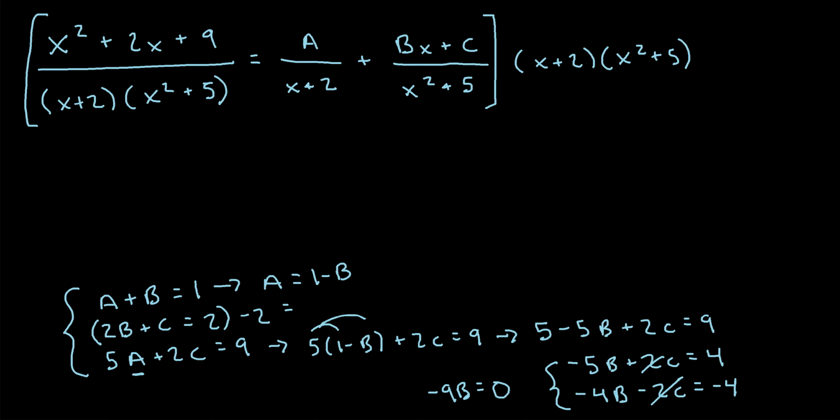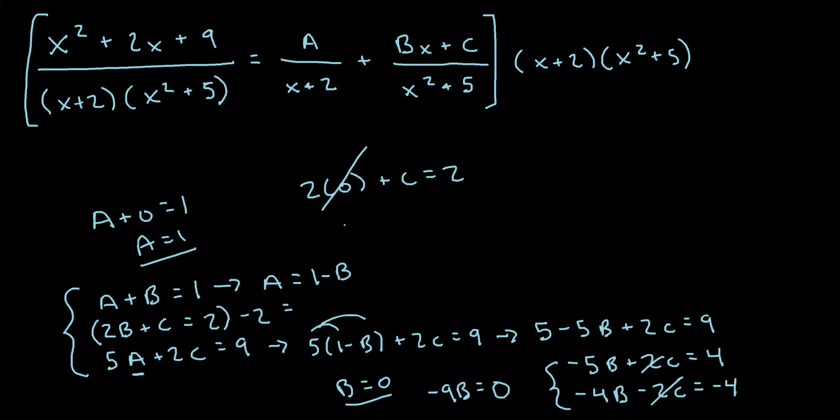B must be equal to 0. So we've solved for one of our values. B is equal to 0. Now if we plug in b equals 0 into this equation up here, we have a plus 0 is equal to 1. So a is equal to 1. And notice if we plug in b equals 0 into this second equation, we can solve for c. So we have 2 times 0 plus c is equal to 2. This becomes 0, and we can see that c is equal to 2.